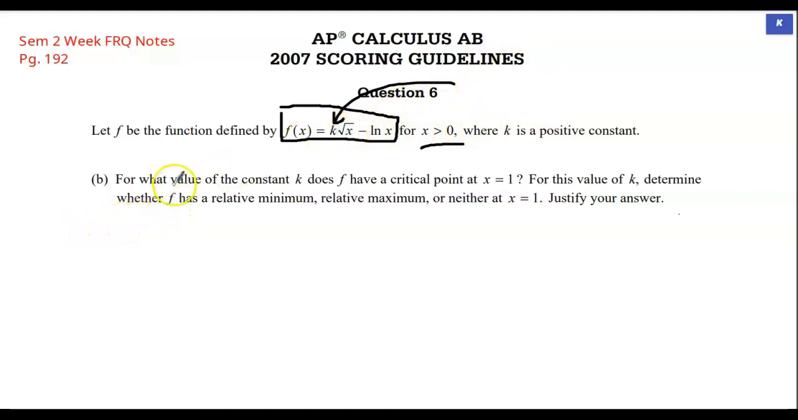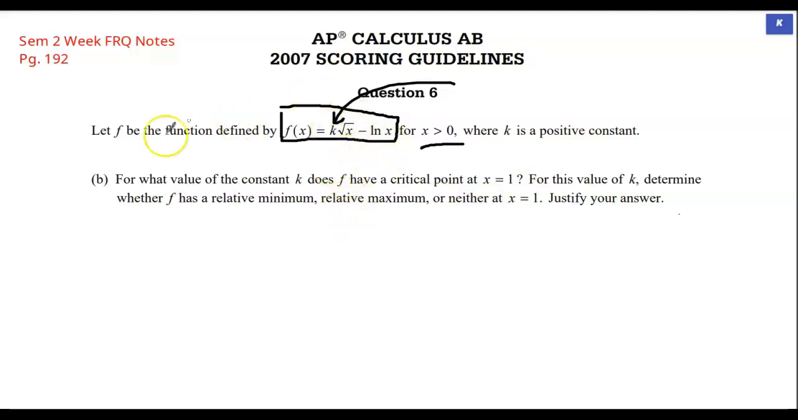So part B is asking us, for what value of the constant k does f have a critical point at x equals 1? So basically they want us to find k when our function has a critical value at x equals 1. For this value of k, determine whether f has a relative min, max, or neither, and then justify your answer. Pretty similar second part to the last question we did, but the first part's kind of weird. It also is similar. We're talking about finding critical points, but this time they're telling us the critical point and asking us to find this mystery number.